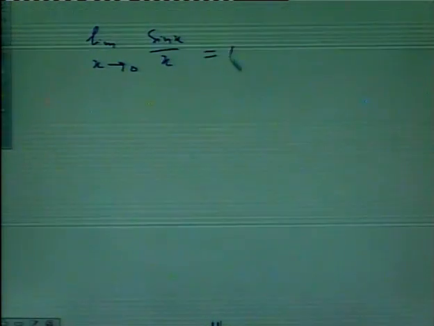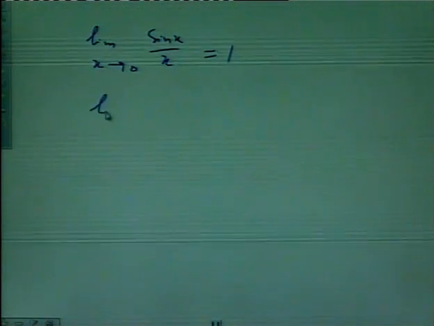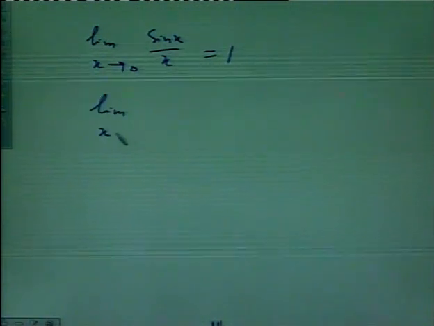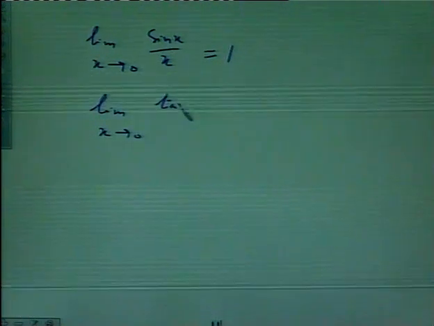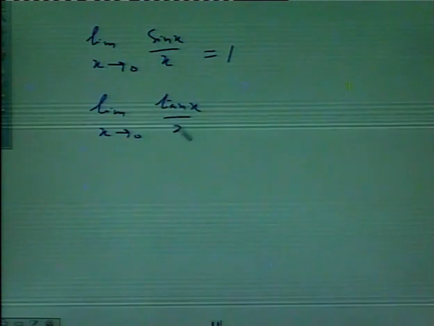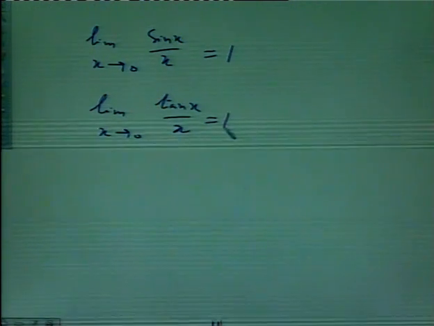One is limit x tends to 0, sin x upon x equal to 1, and the second limit x tends to 0, tan x upon x is equal to 1.